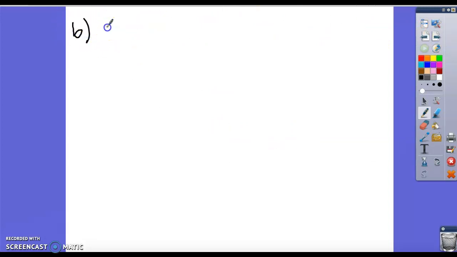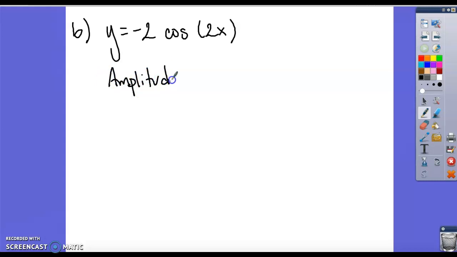So let's say that we have y equals negative 2 times the cosine of 2x. Okay, so let's write what we know here. Our amplitude is the absolute value of this number, so it's 2. Our period is 2 pi over b. B is 2, so 2 pi over 2 is pi, so our period is pi.